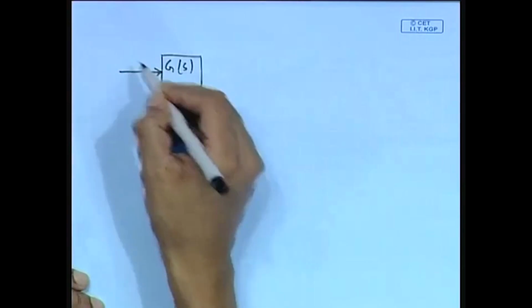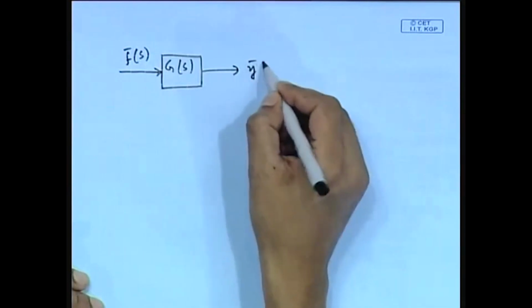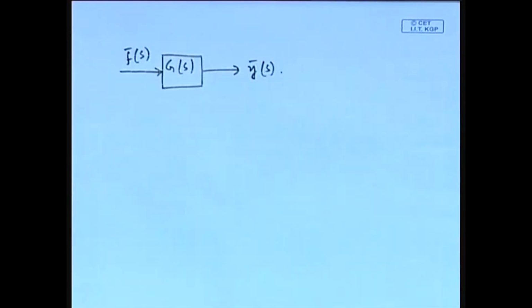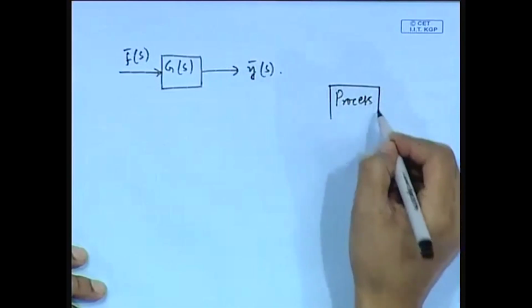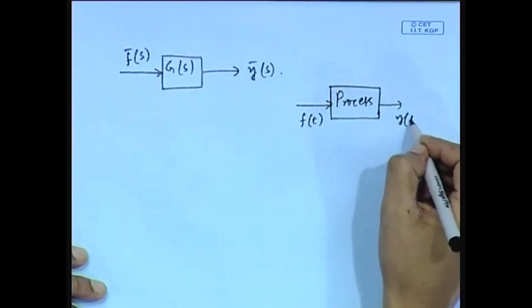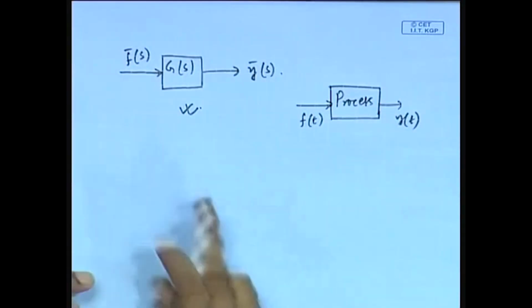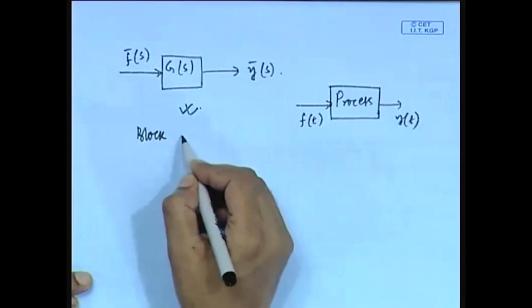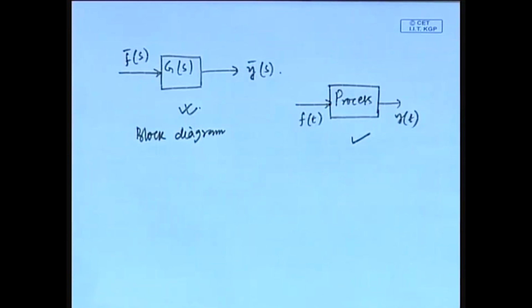Our input we will write in S domain. Our output is in S domain. Fine. You recall the representation in time domain. Now, in Laplace domain, I mean S domain, we will represent in this way. So, this is the block diagram of this process. Fine. So, this is the formulation of transfer function for a single input, single output system, SISO system.